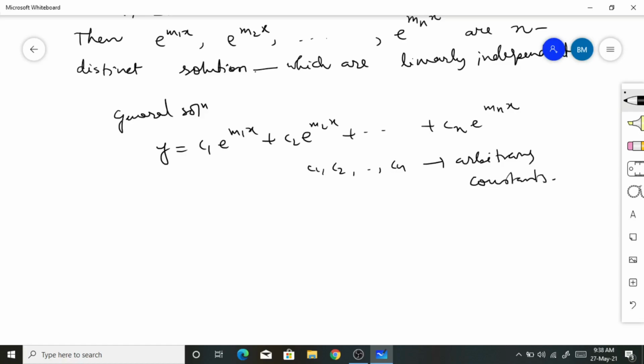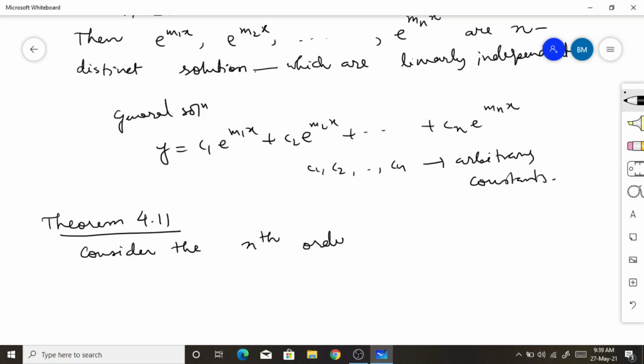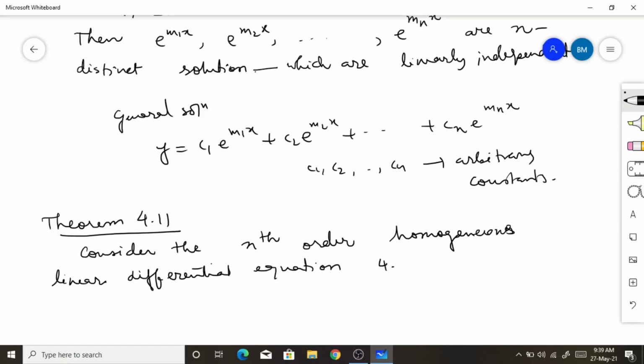These things which we have learned here are written in the form of a theorem, which is 4.11. Consider the nth order homogeneous linear differential equation given by 4.23, which has already been written, with constant coefficients.